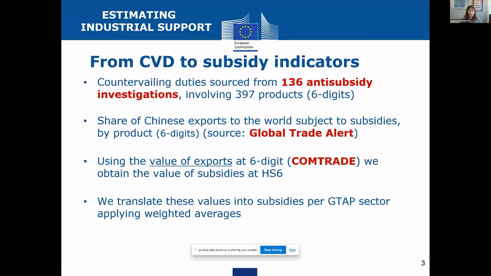What we got recently, and what stimulated us to redo the exercise, was that we could get how much of China's exports, a share of China's exports at 6 digits by product, is benefiting from subsidies. So we used that share. We got first a proxy of the percentage of exports by a product at 6 digits, how much of Chinese exports are subject to subsidies. And then, using the value of Chinese exports, an average again from Comtrade at 6 digits, we obtain a value of a subsidy per line, per good.